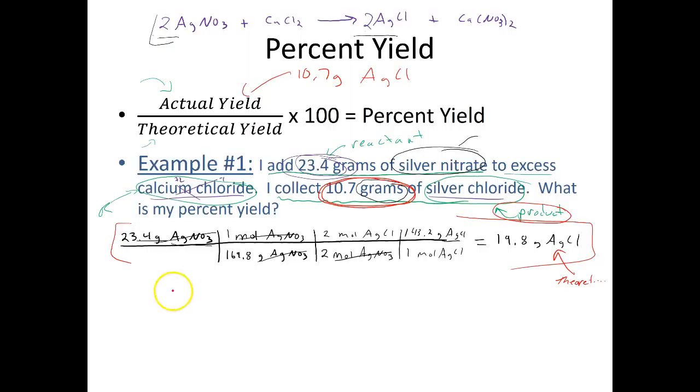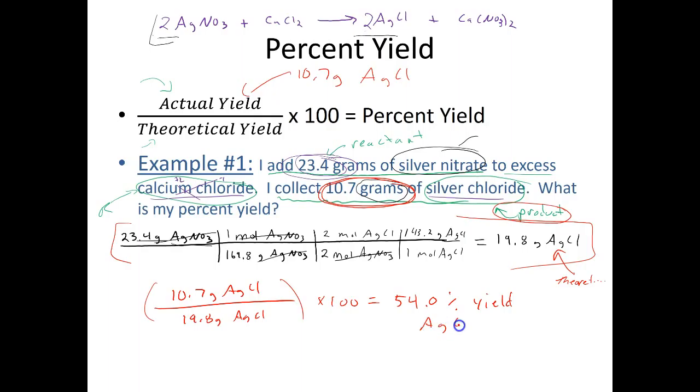So I'm going to set it up as 10.7 grams AgCl over my theoretical yield, 19.8 grams AgCl, times 100, and I should get 54 point something. 10.7 divided by 19.8 is 54.0% yield AgCl. Okay? So, that's how we do that.